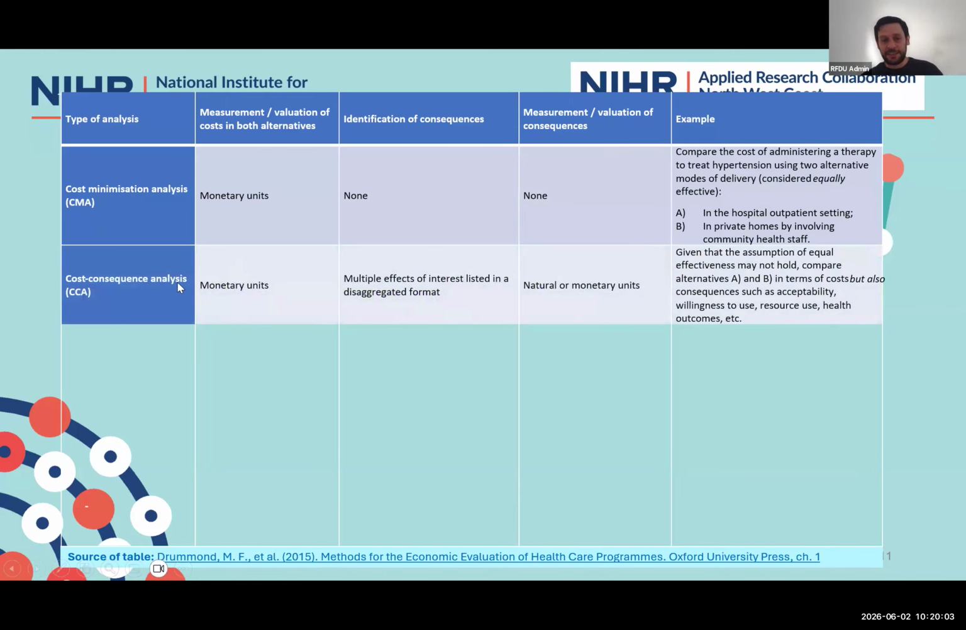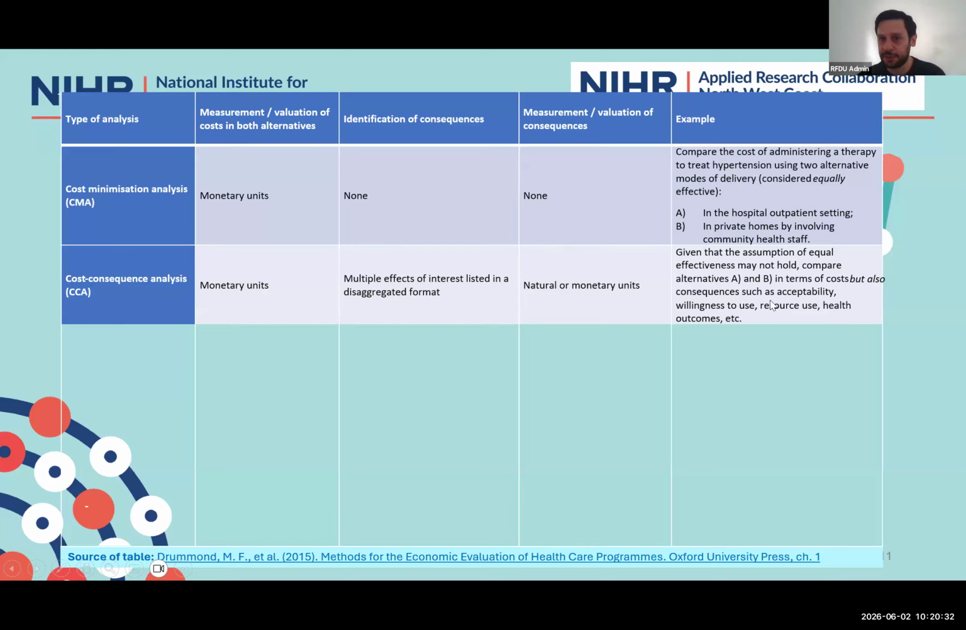Cost consequence analysis, instead, has a focus on the outcomes as well. So besides the consideration of the cost, again in monetary units, we also look at the outcomes, we also look at the consequences. And we look at these outcomes in natural or monetary units. There might be some outcomes that we can quantify from a monetary point of view, but typically most outcomes are measured in natural units.